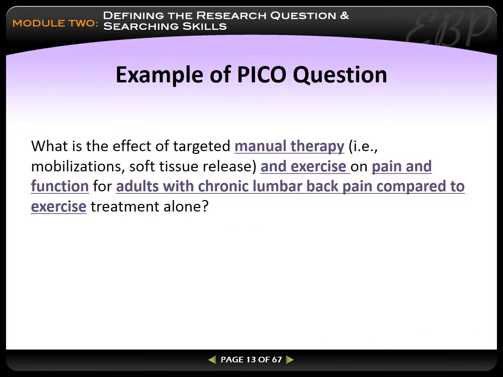So, an example of a question that I would call an intervention is: what is the effect of targeted manual therapy, for example, mobilizations or soft tissue release, and exercise on pain and function for adults with chronic lumbar pain compared to exercise treatment alone? So, you can see in this intervention question, there is actually a comparison group, and it's the exercise alone.